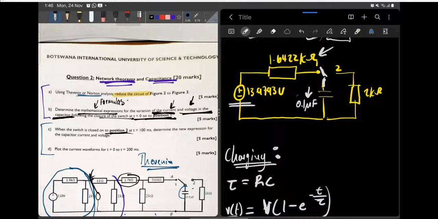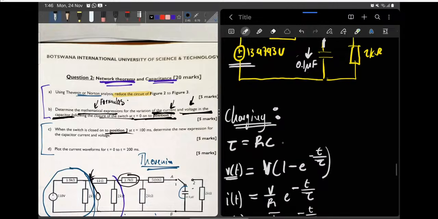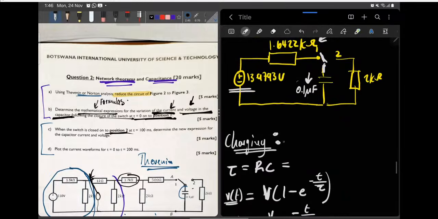So let's say tau is equal to RC, which is just going to be, what is the R? Always take the R and the C.